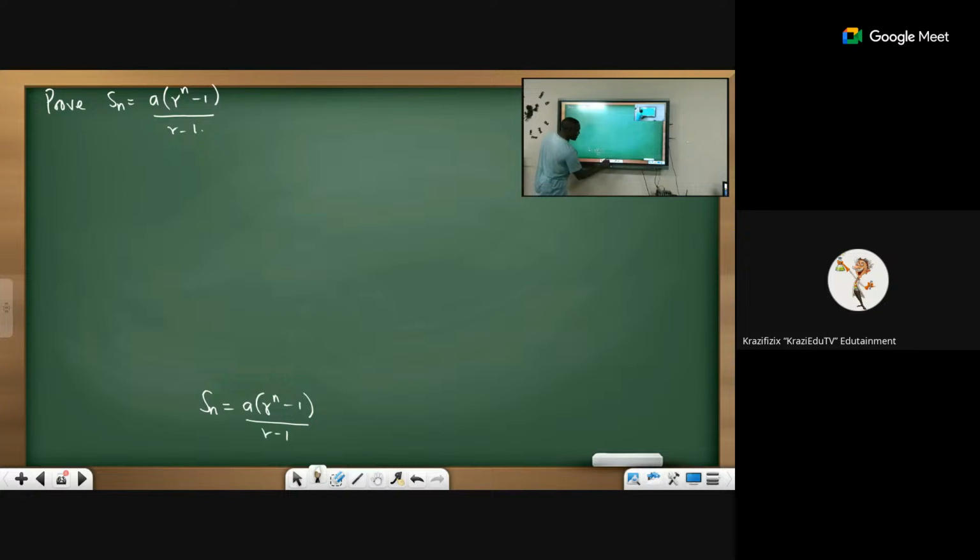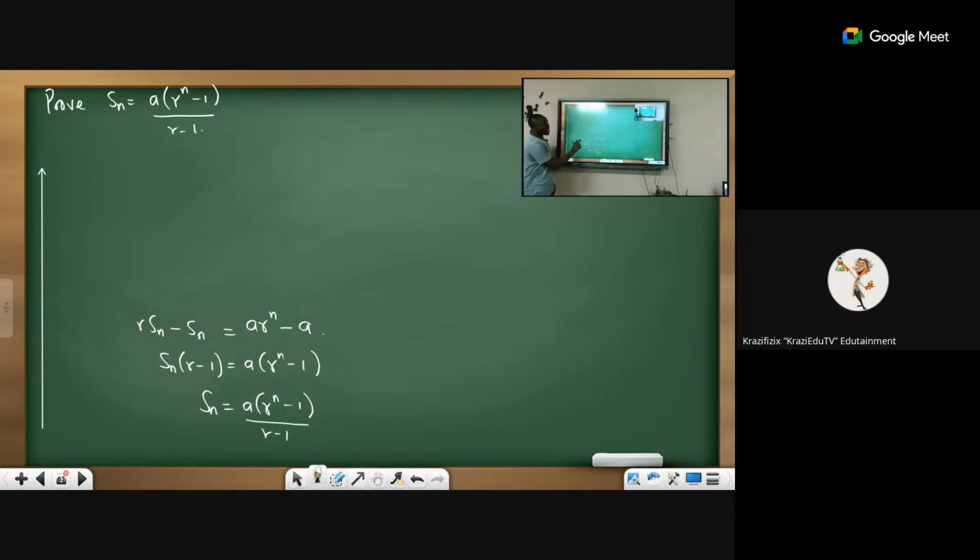So here's the idea. You work back upwards. For every operation, you reverse it. What do I do? Cross multiply. What are you going to get? Sn into bracket r minus 1. Expand now. What do you have? R times Sn, that is RSn minus Sn equals what? A r to the power n minus a.